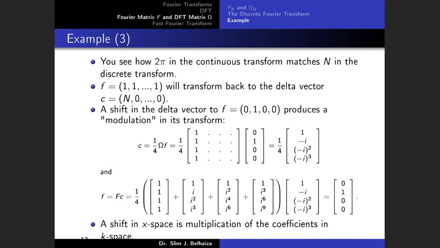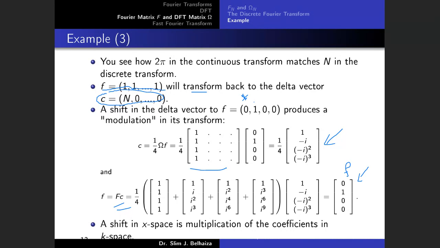Let's see the next example. One can see that 2 pi here plays the role of n in the discrete case. For example, if your F here is (1, 1, 1, 1), its transform gives you a concentration C, which is (n, 0, 0, 0). If you do a shift compared to the previous case, so the one is no longer in the first position but in the second position, you produce what we call a modulation. If you multiply omega by (0, 1, 0, 0), you get the following C. And if you want to go backwards, you multiply this C by F, and you get that F.